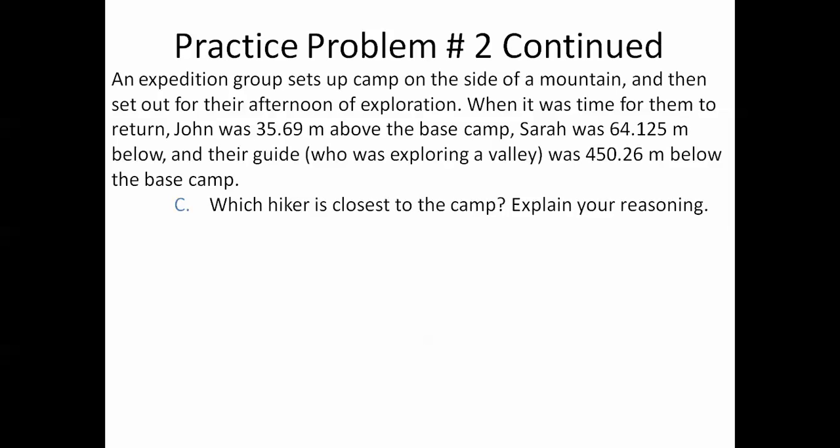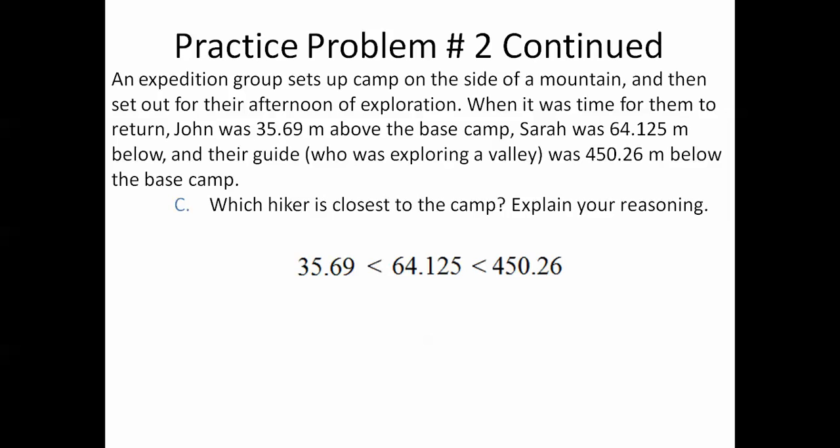Okay, and our final question for this practice problem: which hiker is closest to the camp? Explain your reasoning. Let's compare the values. 35.69 is less than 64.125, which is less than 450.26.